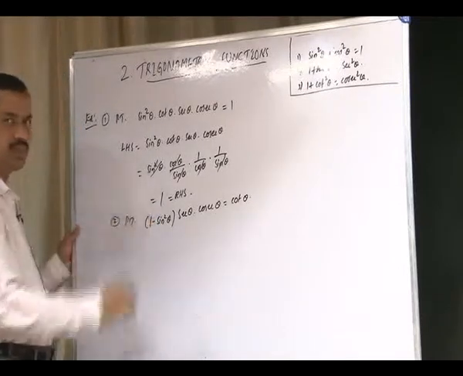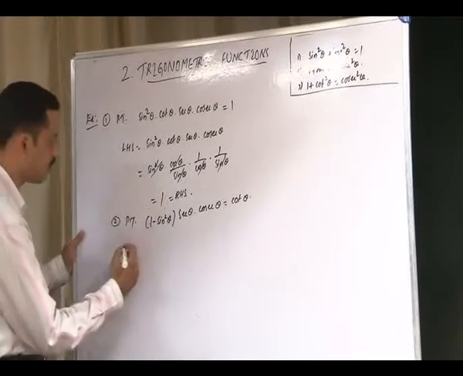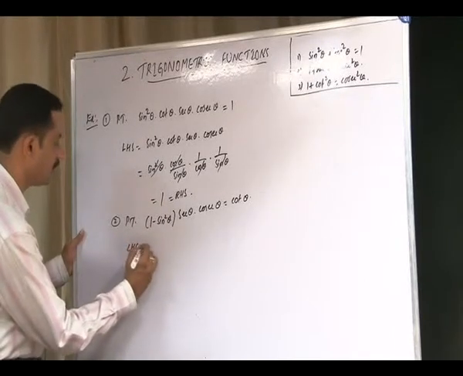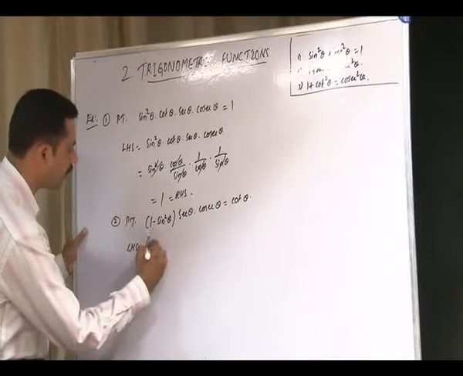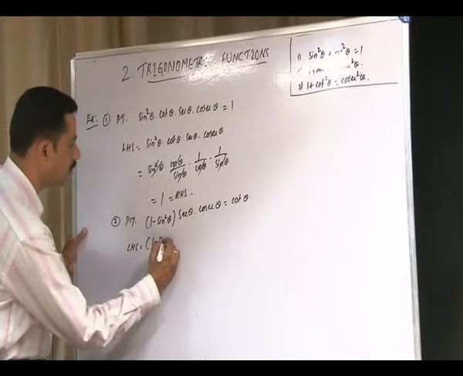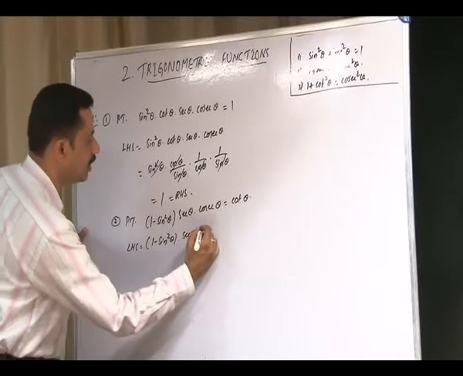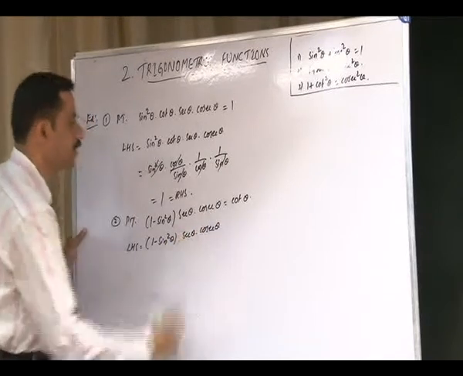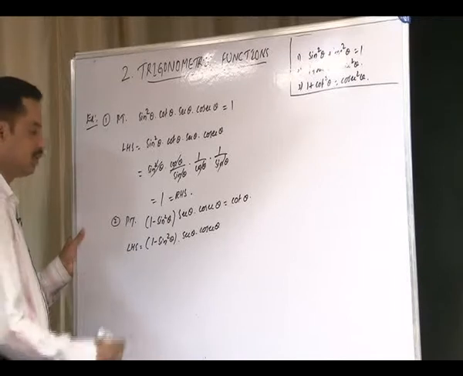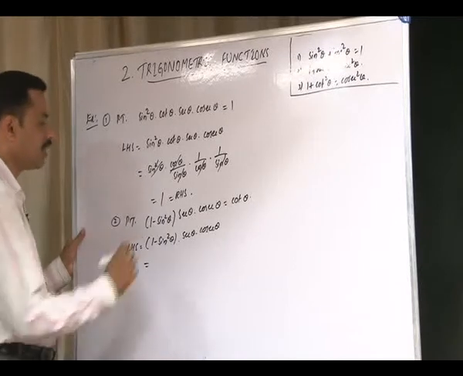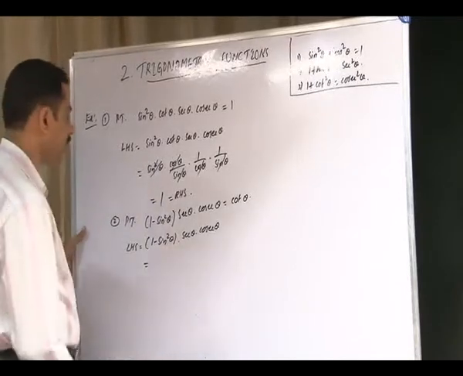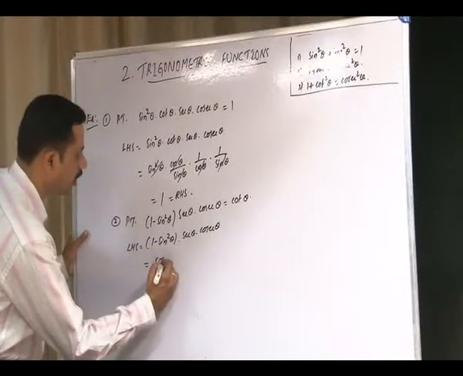So here also, when it is given prove that or show that, we must prove that the left hand side is equal to the right hand side. So here the left hand side, LHS, is equal to 1 minus sin square theta into secant theta into cosecant theta, that is the left hand side. So I will write 1 minus sin square theta as cos square theta.